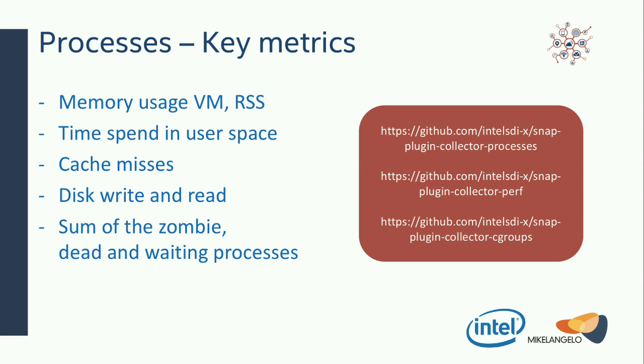And yes, we can also have a few collectors. We can get the processes here. From this, you will get all the information about every process on your system: the memory usage, time spent, and memory allocated. From perf, you will get lots of information about cache misses, which are really important.